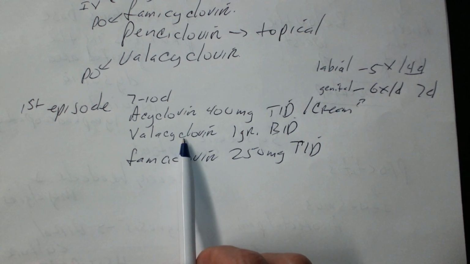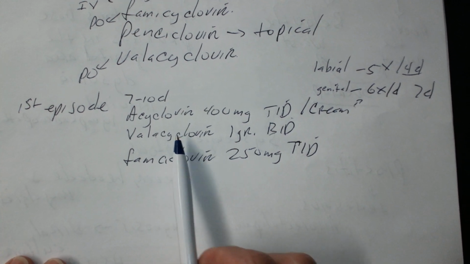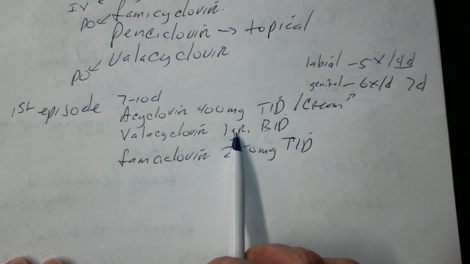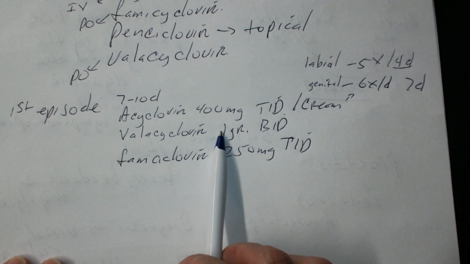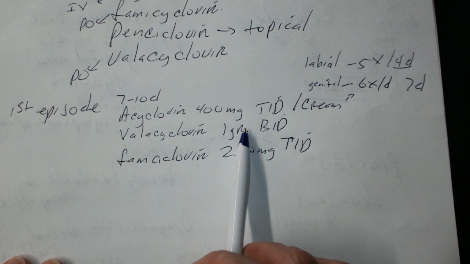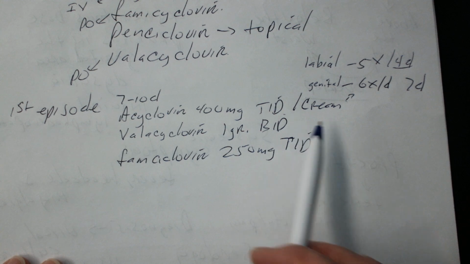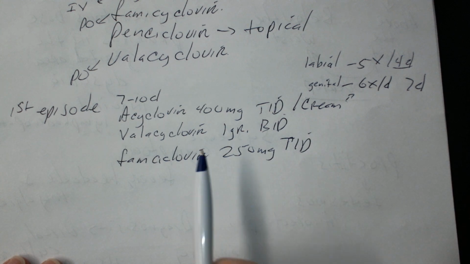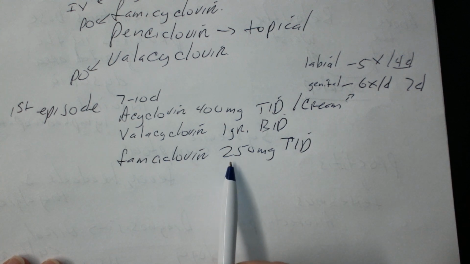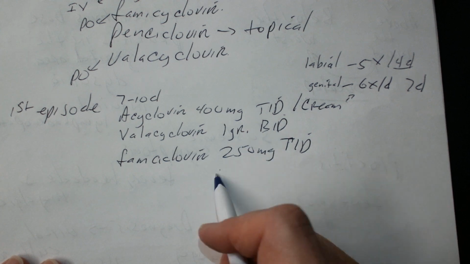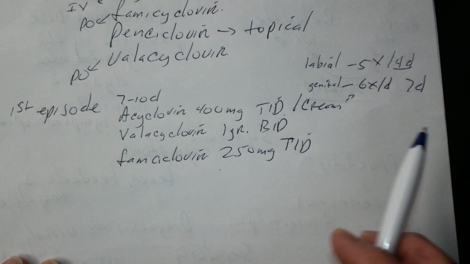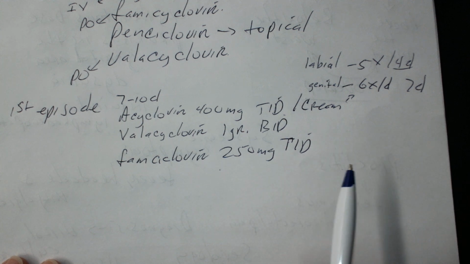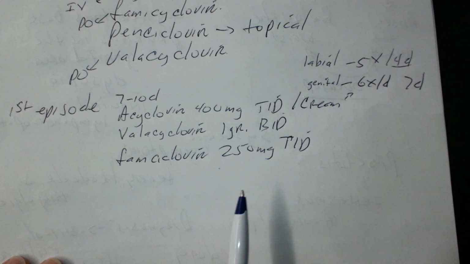Using valacyclovir for recurrent infections, it's going to be 500 milligrams BID, but only for 3 days. If you use a gram, you treat once a day for 5 days. Using famciclovir for recurrent, then use a gram once a day. And that's a one-shot deal.